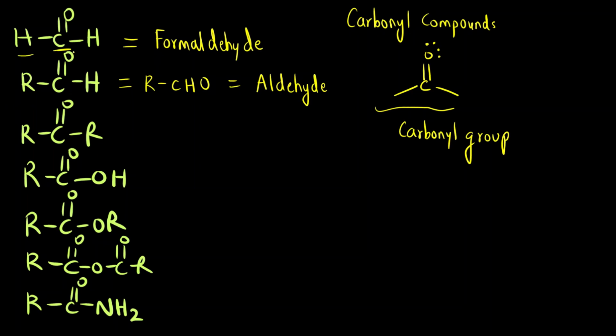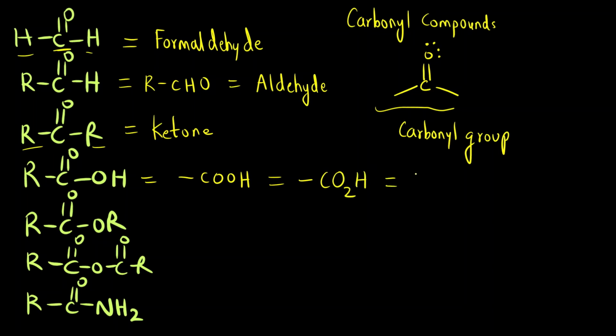Now instead of both the hydrogens, if I replace them by R groups, then it is called a ketone. After ketone, if I replace the R group with OH, that is C double bond O OH, written as COOH, you don't have to get confused. In some books, they also write it as CO2H. This is called carboxylic acid. Then which functional group is this? Instead of H, we have an R group here. This is called an ester.